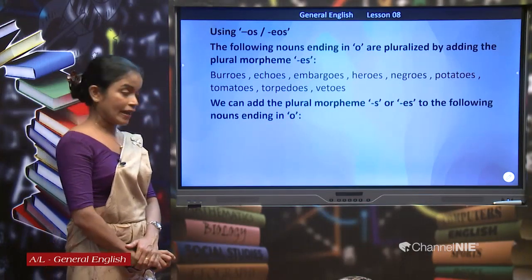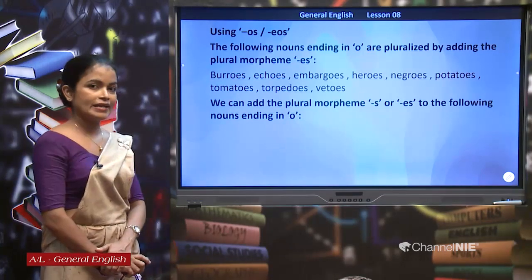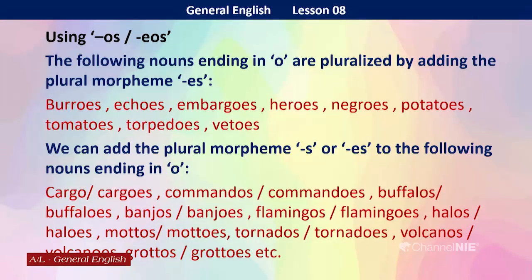We can add the plural morpheme s or es to the following nouns ending in o. What are those nouns? Cargo, the last letter is o, right? So, how do we make the plural? By adding es: cargoes. Commando, commandos. So, there are commandos by adding s or es, both ways are accepted. Buffaloes, buffalos, by adding s or es, both ways are accepted. Banjos or banjoes, both ways are accepted. Flamingos, flamingoes, so both ways are accepted by adding s or es.